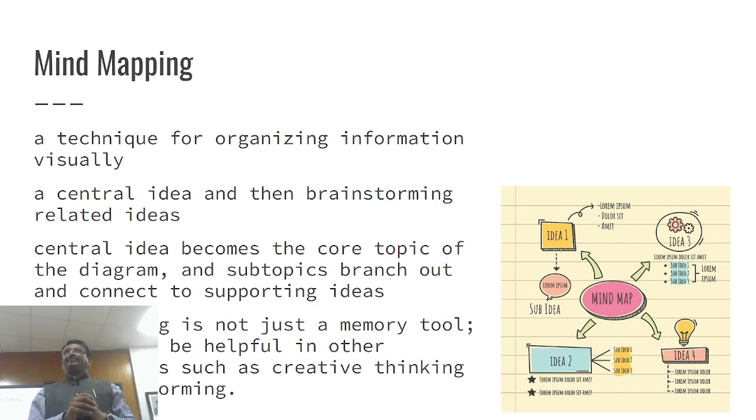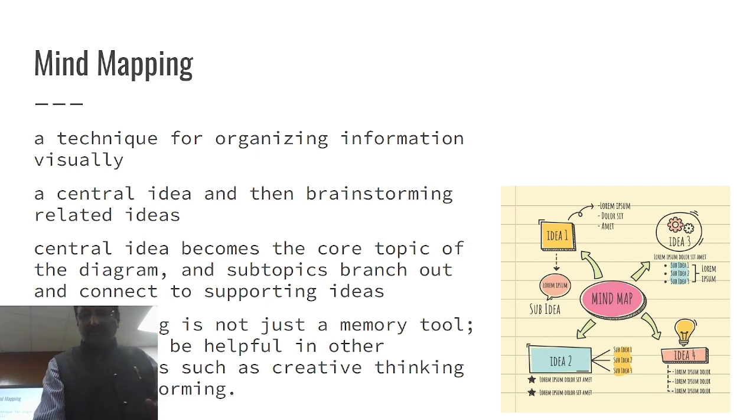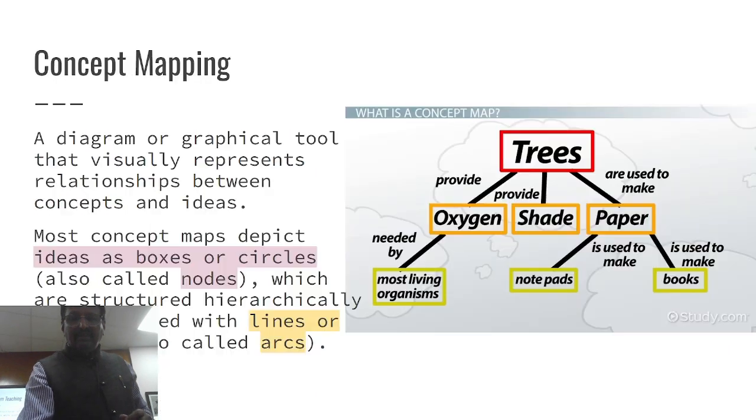Mind mapping. You see this mind map. Each mind map has various ideas, idea 1, idea 2, idea 3, idea 4. Each idea is related to the central theme, the central concept. And each idea will have sub-concepts. So this is how it is.